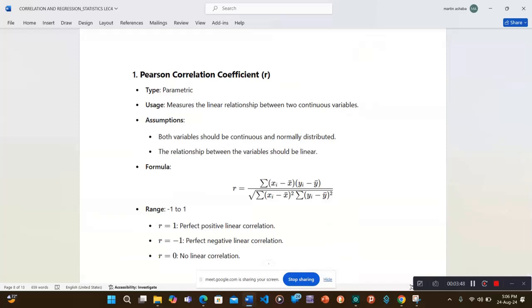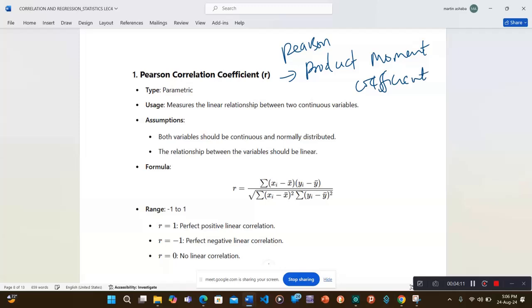Then we have what we call the Pearson correlation coefficient, and we shall see that this is the same as the product moment coefficient, called the Pearson product moment coefficient. So wherever you are checking, maybe in the past paper questions, and you find they are talking about the product moment coefficient, then just know they are talking about Pearson correlation coefficient.